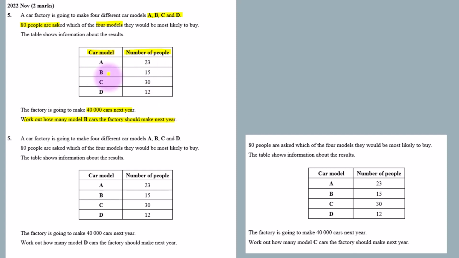So this is like a survey of 80 people. We're looking at B. So that's 15 people out of what? That's 15 people out of 80 want to get car model B. That's our starting point. So what is that as a fraction? Let's simplify that by dividing by 5 and dividing by 5. So we get as a fraction 3/16. So that's the proportion of people like car model B.